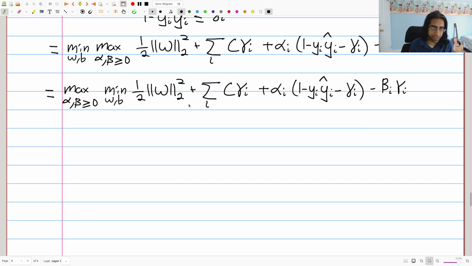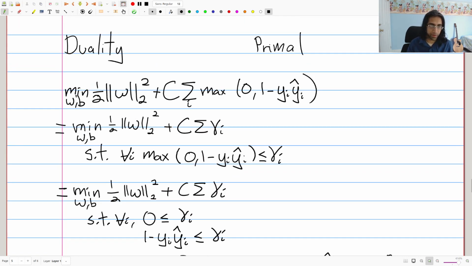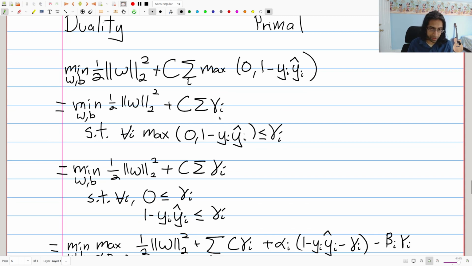If we take the derivative of this term with respect to... Oh, sorry, there's one thing I neglected here. Once we did this slack variable thing, we now have an additional variable which comes in right here. So we have to optimize also over gamma.